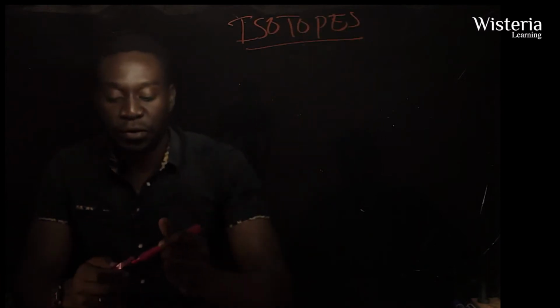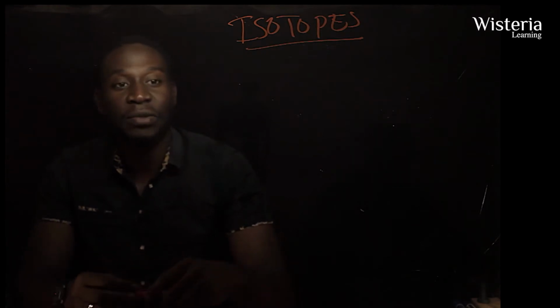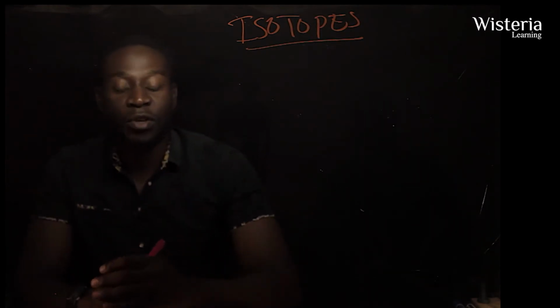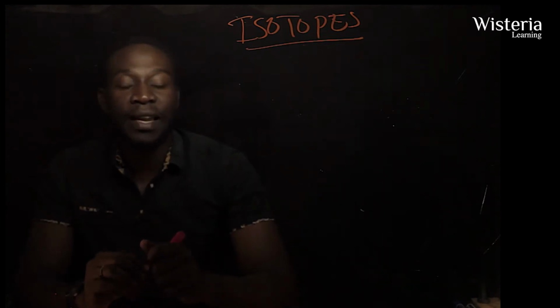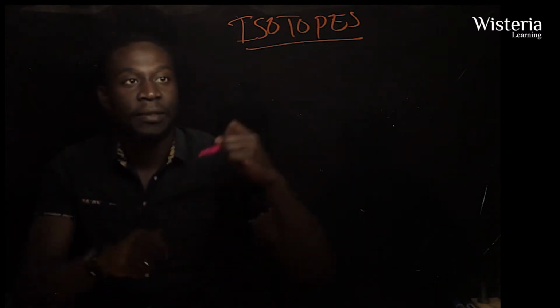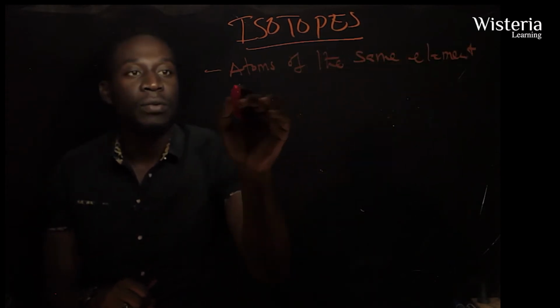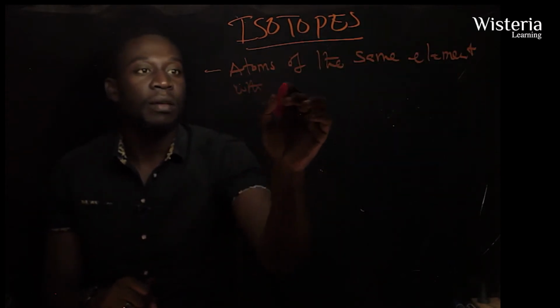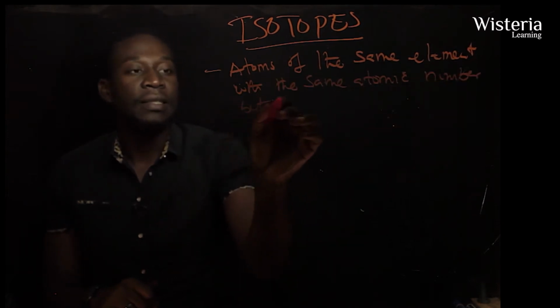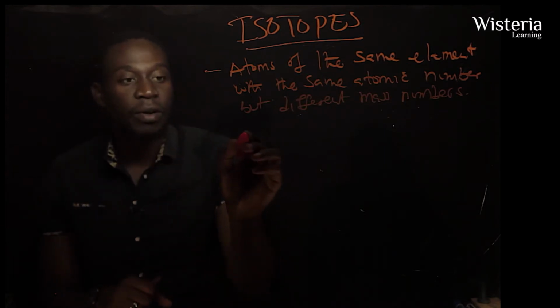Hope all is well. Today we're going to look at isotopes. First thing we'll do, we'll define what isotopes are, then we'll give an example of isotopes and what they use isotopes for. So isotopes, these are atoms of the same element with the same atomic number but different mass numbers. A good example is chlorine.